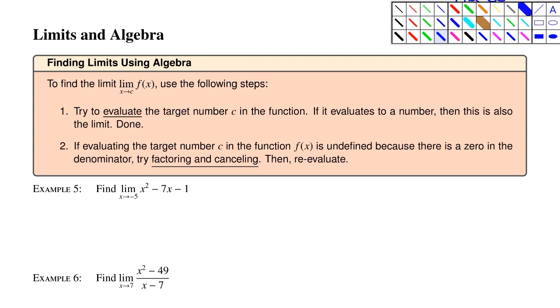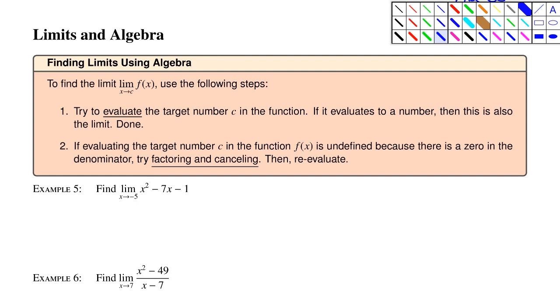But if when you try to evaluate it doesn't work because it's undefined, and it's because there's a 0 in the denominator, then what you can do is try factoring and canceling and then try to evaluate it again. So let's look at example number 5.